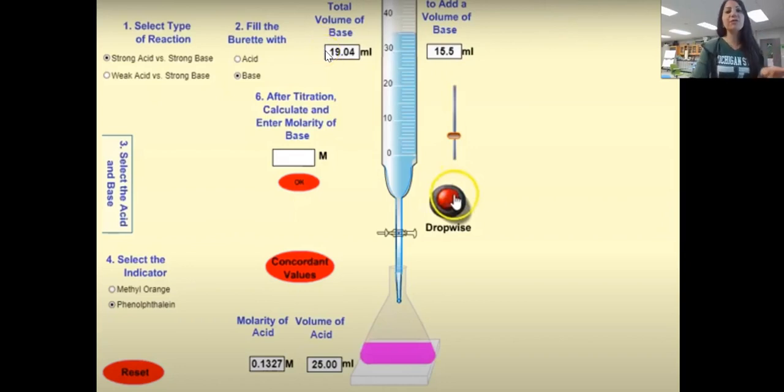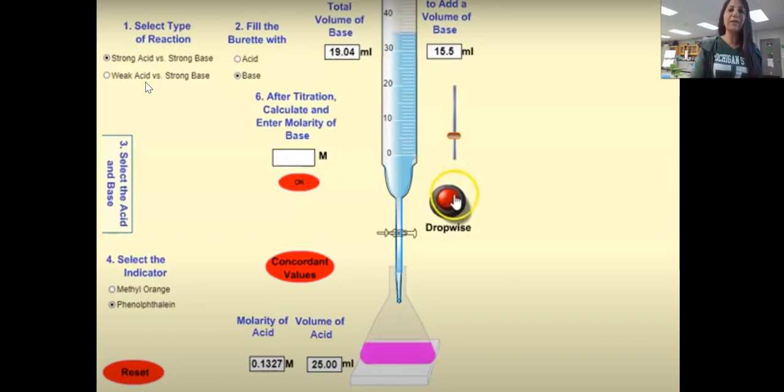Now, you can also do this for a weak acid and a strong base, and everything would end up coming out the same exact way, okay? The only difference is your titration curve is going to look different. So we're going to take a look at some titration curves in just a little bit here.